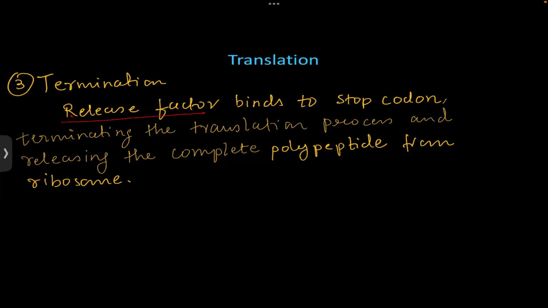Because of this, both units of the ribosome, the large subunit and the small subunit, detach from each other. The mRNA gets released, as well as the polypeptide chain that has been formed until now. So all four things, the two subunits of the ribosome, the mRNA, and the newly formed polypeptide chain, get released, and this is the end of the translation process.